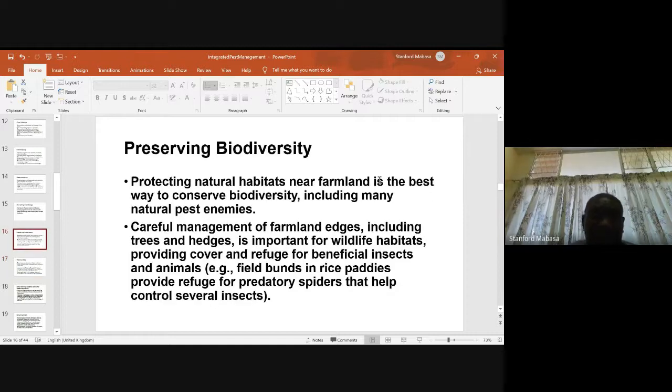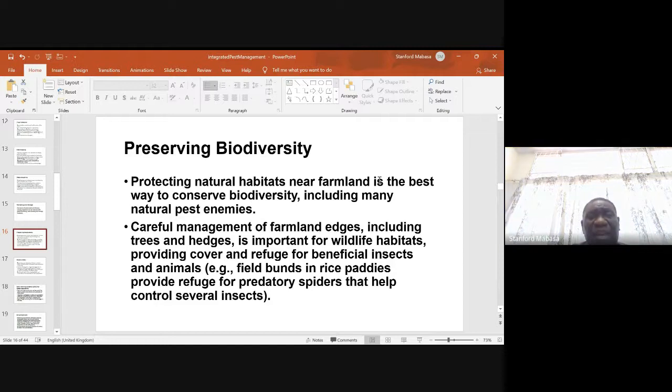So I am now through with the prevention. On prevention, I was just focusing on activities or cropping activities which are aiming at reducing the buildup of insect pests. And probably I haven't exhausted all of the issues because it's quite a wide topic.